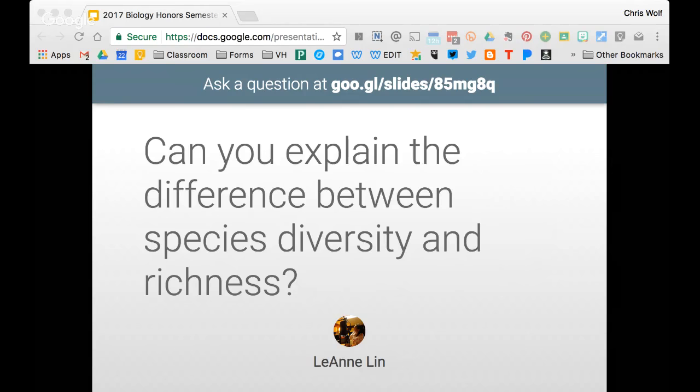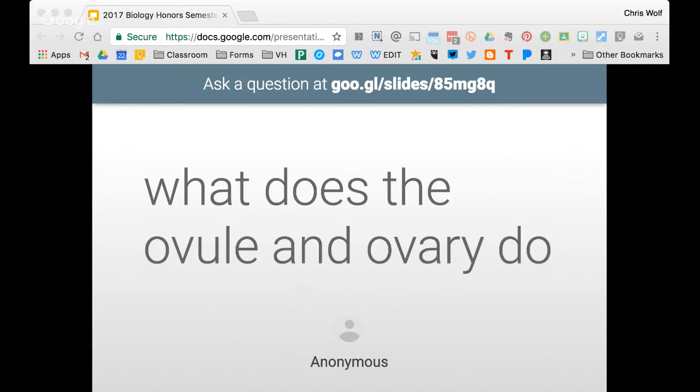What does the ovule in the ovary do? The ovule develops into the seed. The ovule develops into the protective coating around the seed. The endosperm develops within it, and within that, the egg develops into the embryo. That was a plant question, but you must have just asked it after we finished with plants.